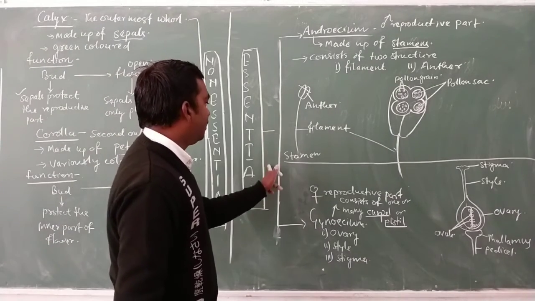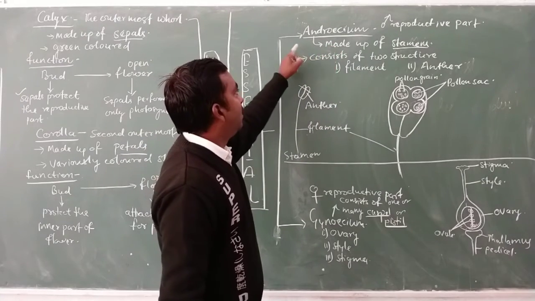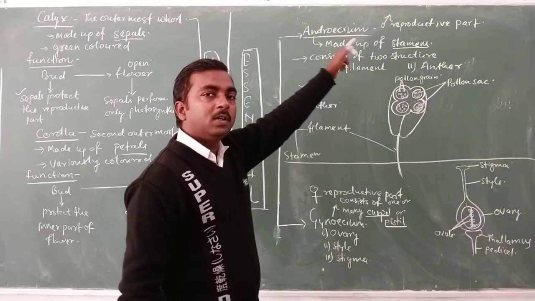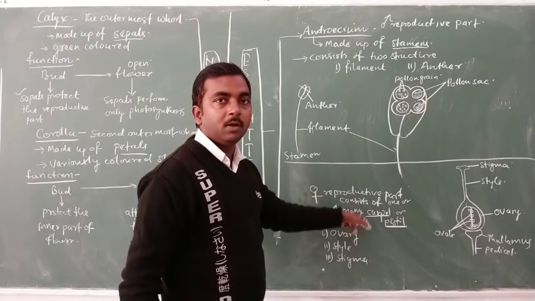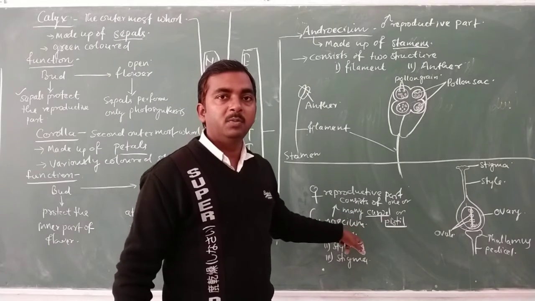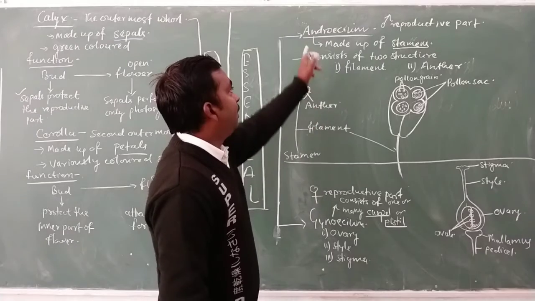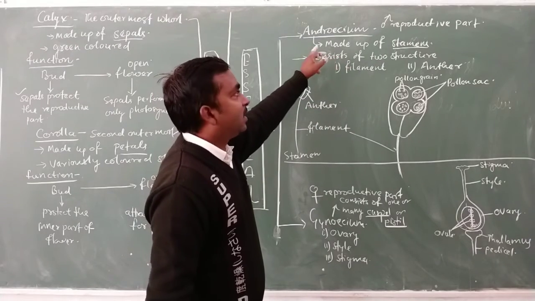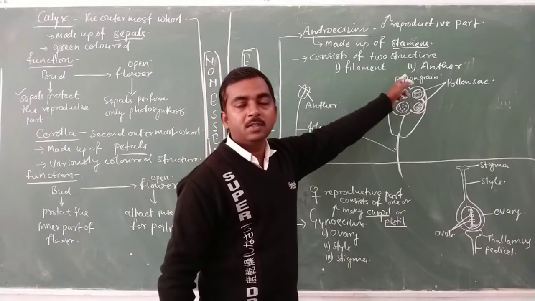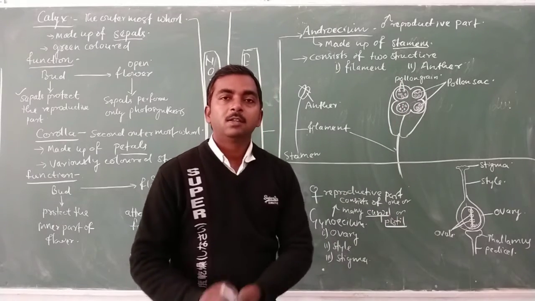Now the essential components of the flower. In the essential components we will discuss the male reproductive organ and the female reproductive organ. The male reproductive organ is known as androecium, and the female reproductive organ is known as gynecium. In the androecium, the individual member is known as stamen, while in the gynecium, the individual member is known as carpel.